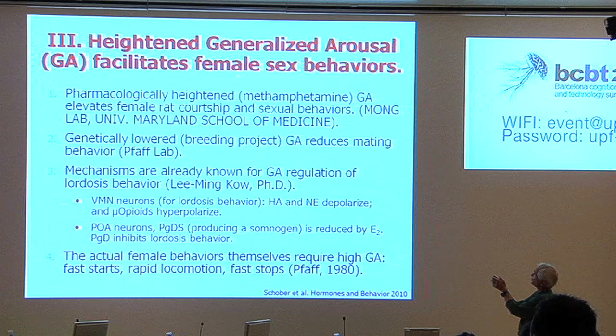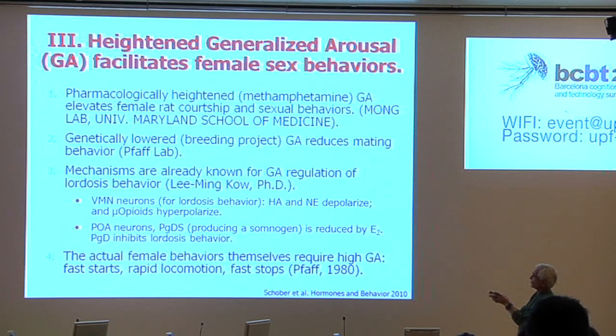And first we'll talk about the genetic female, XX. Usually when I'm talking in a different meeting, I'll have a whole bunch of slides from my former postdoc, Jessica Mong, and she's now a professor at the University of Maryland School of Medicine. Among humans, women, pharmacologically heightened, for instance, by methamphetamine, generalized arousal elevates female rat courtship and sexual behavior. It's true in women, but she can do it experimentally with methamphetamine and female rats. And so if you look up her papers, Jessica Mong, you'll see the evidence.